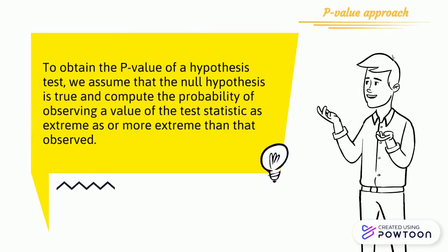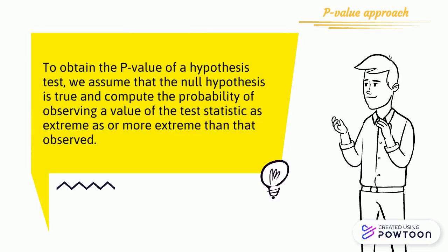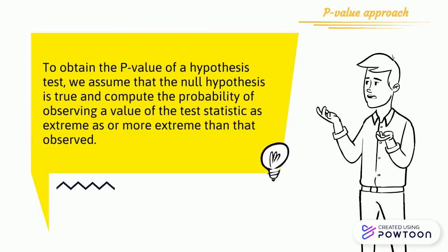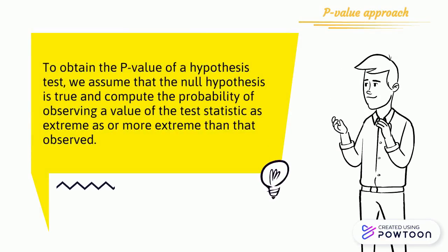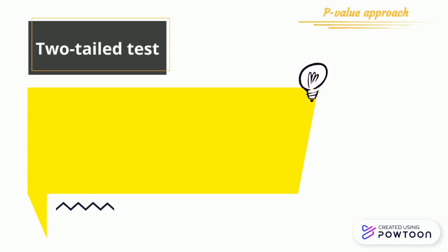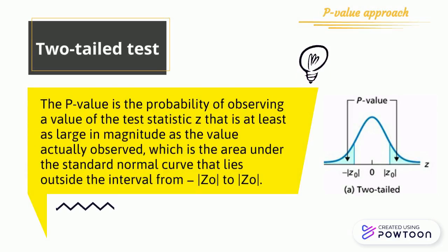To obtain the p-value of a hypothesis test, we assume that the null hypothesis is true and compute the probability of observing a value of the test statistic as extreme as or more extreme than that observed. For two-tailed tests, the p-value is the probability of observing a value of the test statistic z, which is the area under the standard normal curve that lies outside the interval from negative z0 to z0.